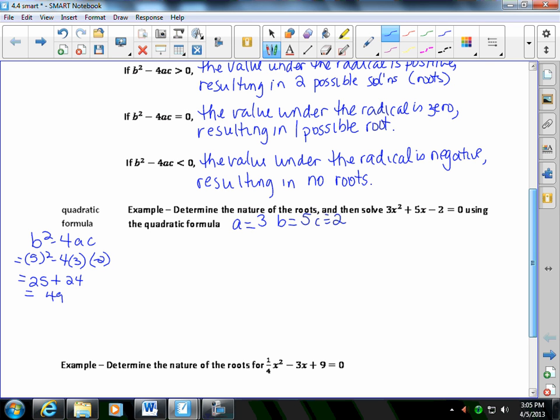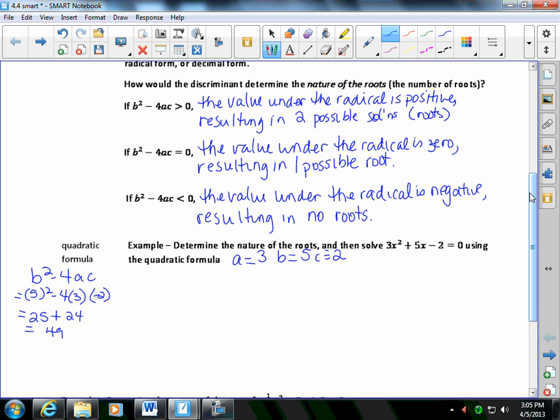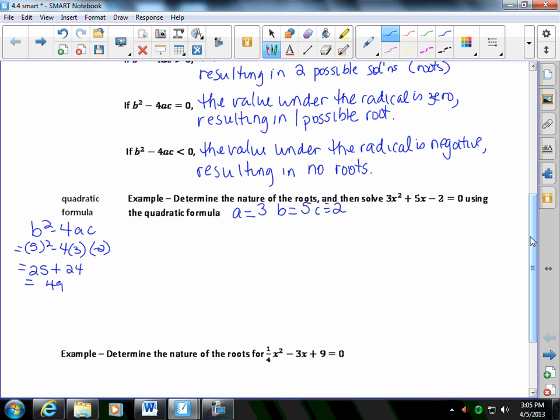So that equals 49. So looking back up here, if b squared minus 4ac was greater than 0, which 49 is, then I have 2 possible solutions. Okay, so my discriminant is positive. Therefore, there's 2 roots or 2 solutions. So that is the nature of the roots.